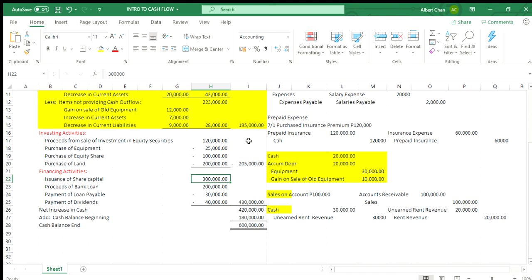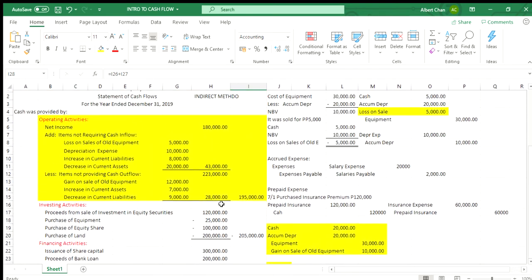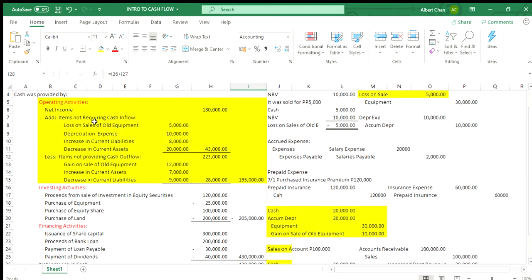So if you get the net effect of these three, the operating, investing, and financing activity, you have a net increase in cash of 420 and 180 your beginning cash balance. So this is your cash balance at the end. This ending cash balance should be the amount of cash that will appear in your balance sheet. So again, what are the three parts of your statement of cash flow? Operating activities, investing activities, and financing activities.